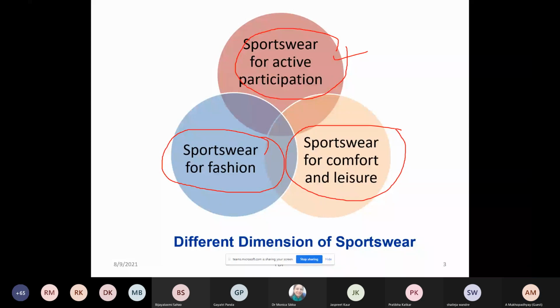Okay. Now, if the sportswear is used for active participation, obviously we must have proper designing of the sportswear, because the quality requirement could be very stringent in the case of active participation. But on the other hand, the quality requirement will be different if it is for fashion and if it is for comfort and leisure.